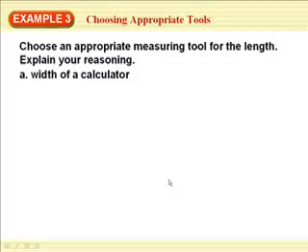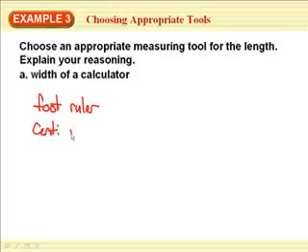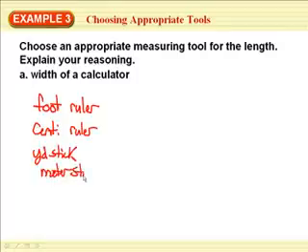Here on the side of page 60 in the margin, here's some common tools. You could use a foot ruler, which is the regular ruler like we have. You can use a centimeter ruler, which usually is on the other side of the foot ruler. You could use a yardstick, a meter stick, or a tape measure. Those are the most common things that we measure with.